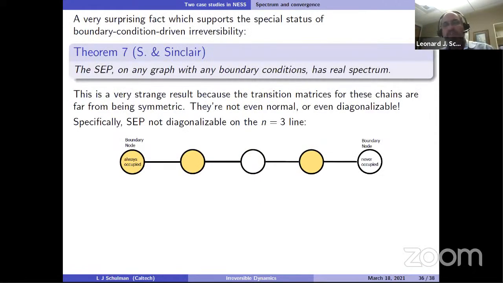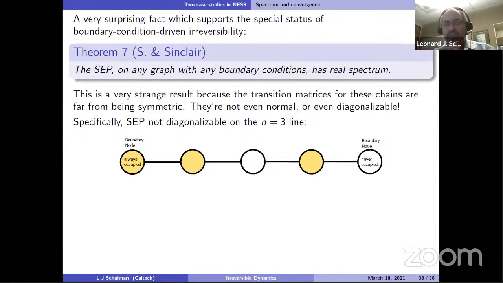And we have some evidence that these are really special. One bizarre thing that happens with these systems is that the symmetric exchange process on any graph with any boundary conditions has real spectrum. If you write down that Markov chain, you write down that matrix, we can show that the eigenvalues of that system are always real.